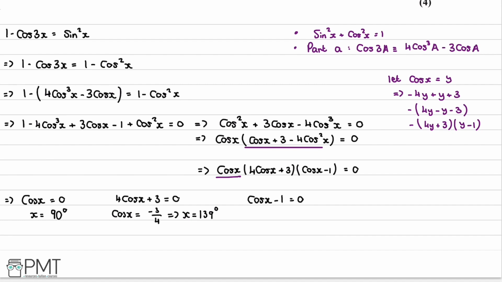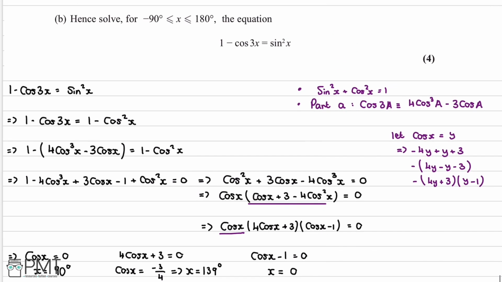And then finally, we have here that cos x is going to be equal to 1, and we get that by adding 1 to both sides. So putting that into our calculator, we have that x is going to be equal to 0. So in questions like this, we want to show all the solutions, and we need to look at our range to see how we do this.